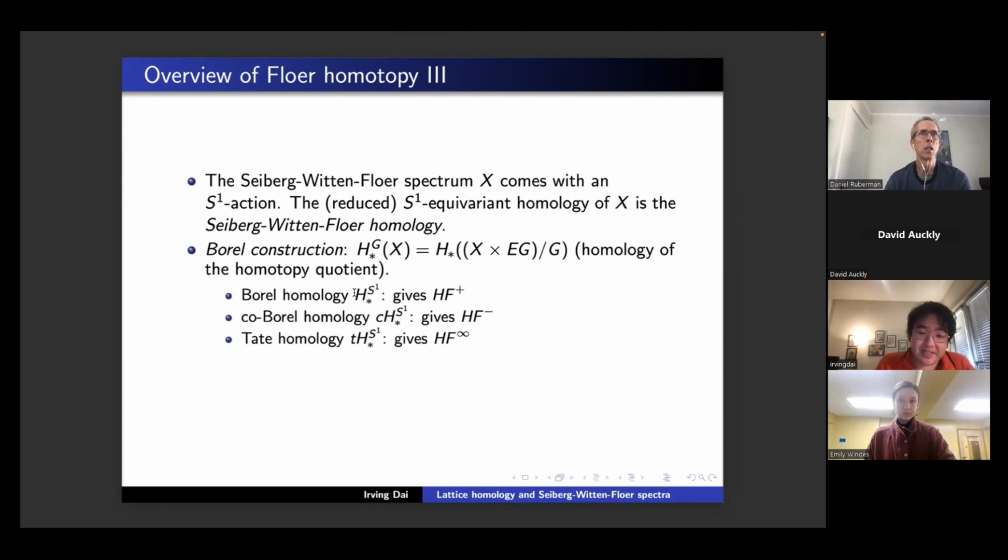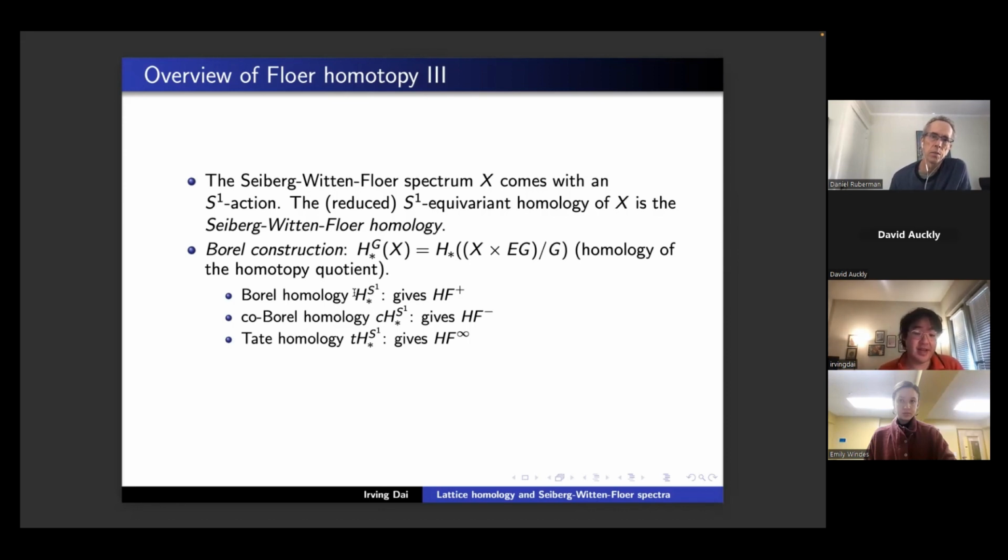And I will ask you to remember this correspondence. So the S1 Borel equivariant homology of the Seiberg-Witten-Floer spectrum is the analog of the plus flavor of Heegaard-Floer homology, HF plus. There are some slight variants of this construction, which will actually be more relevant for the talk at hand. You can take what's called the S1 co-Borel homology. This is the analog of HF minus.